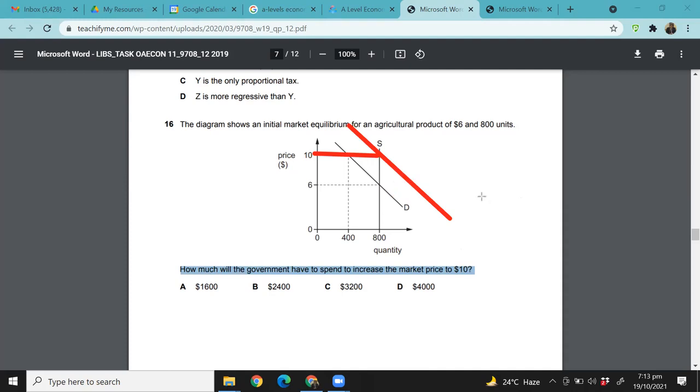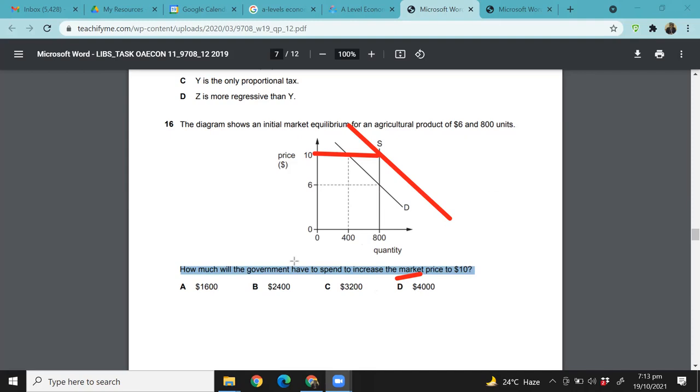Now, how much? Right now, it is 800 times 6, which is 4,800. So the demand is increasing by 400 units, and 400 times 10 would be 4,000. I think that's the answer, but you think C, 8,000 minus 4,800. So 10 times 800 is 8,000, and 6 times 800 is 4,800. So you took the difference. Okay, fair enough.